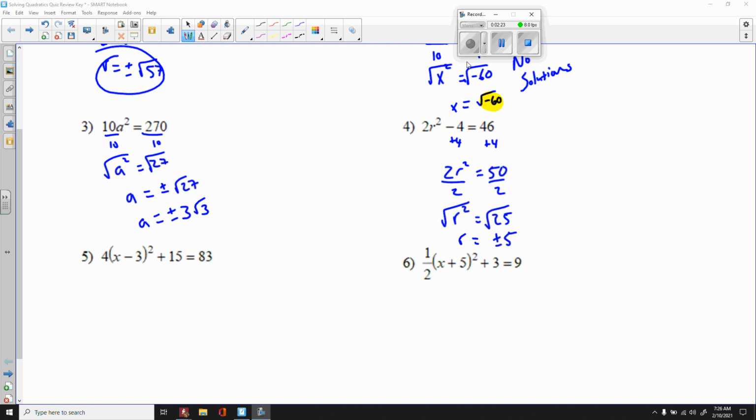All right, when trying to solve in vertex form, I notice that there's only one x. So that means I can get that x by itself by subtracting 15 from both sides first. 83 minus 15 should be 68.